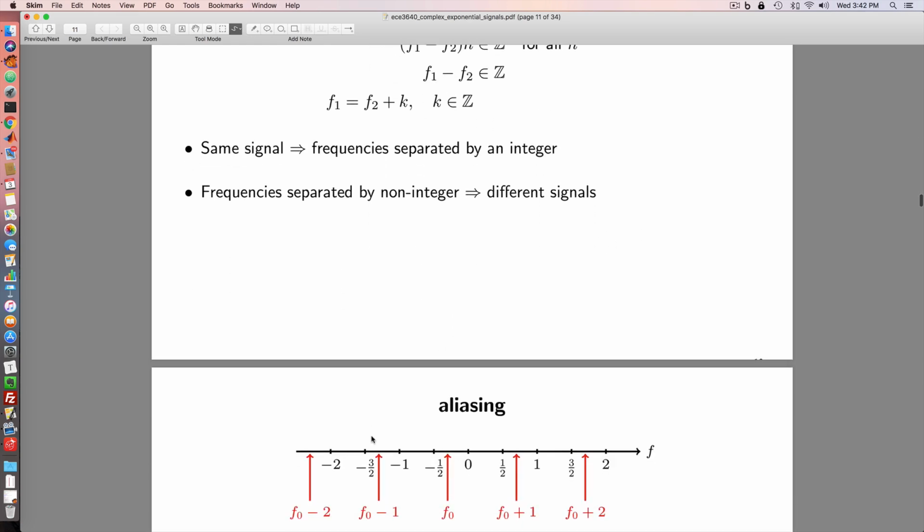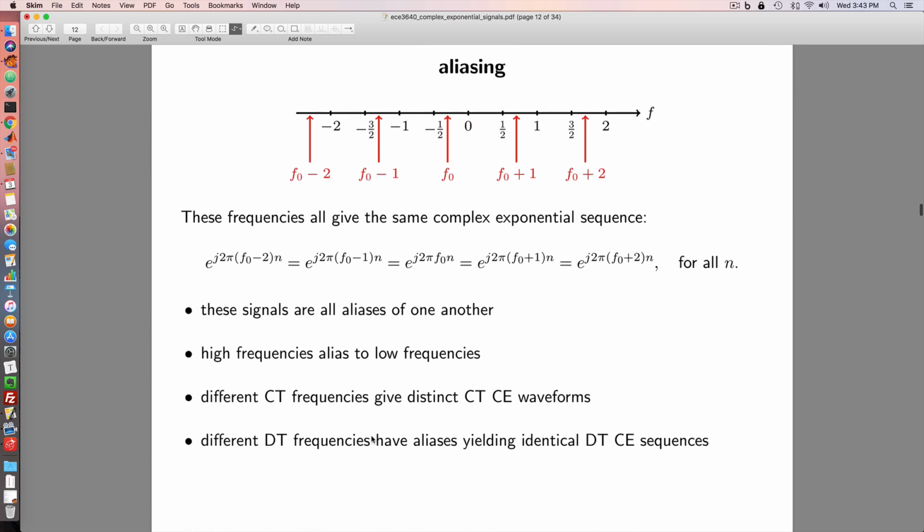Let's move on to the next property. Or actually, this is exploring that same property further. Here I have the frequency axis that I've drawn. And I have highlighted a particular frequency f0 right here. And then I'm also showing f0 plus 1, f0 plus 2, f0 minus 1, f0 minus 2. You could continue this. You could add plus 3, plus 4, and so on.